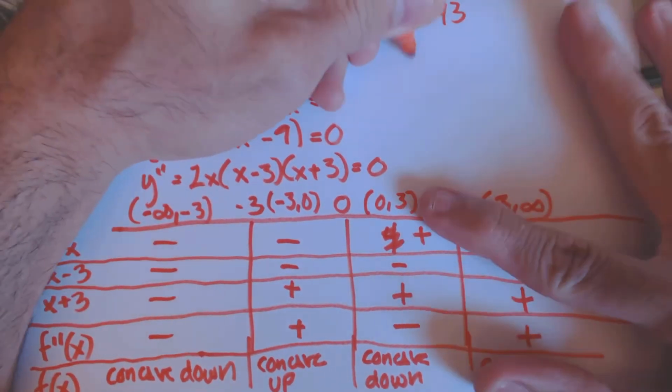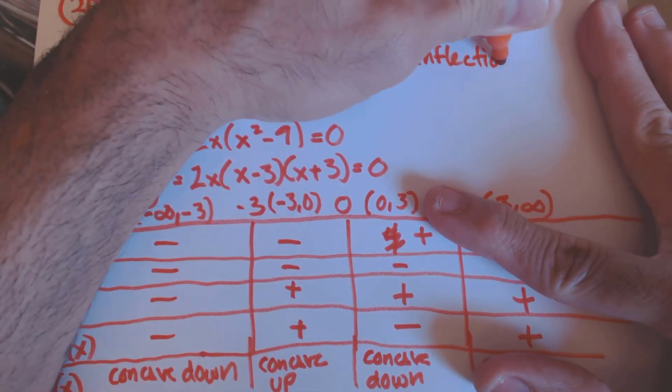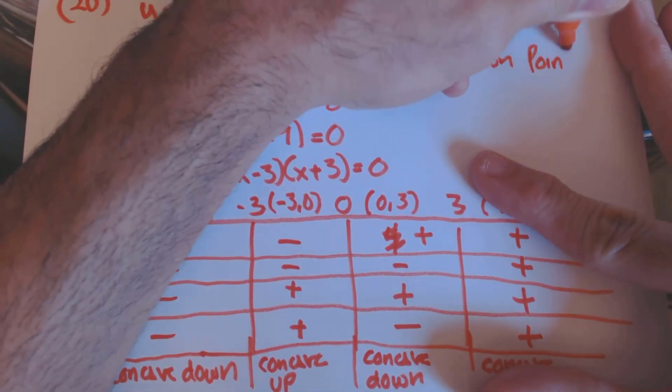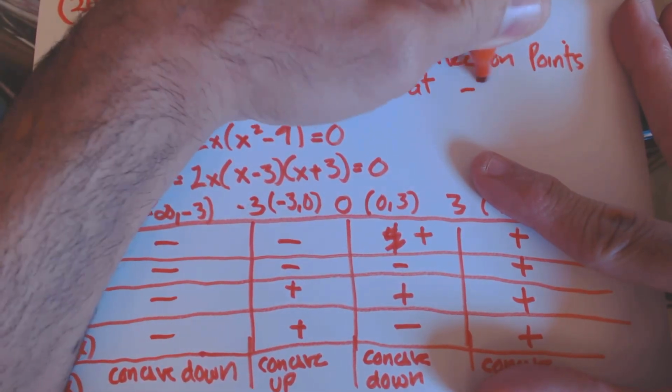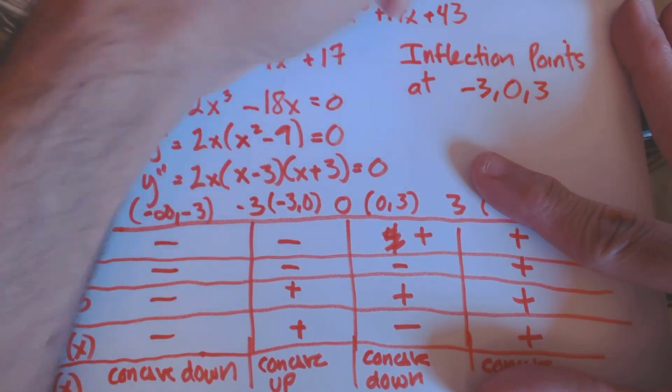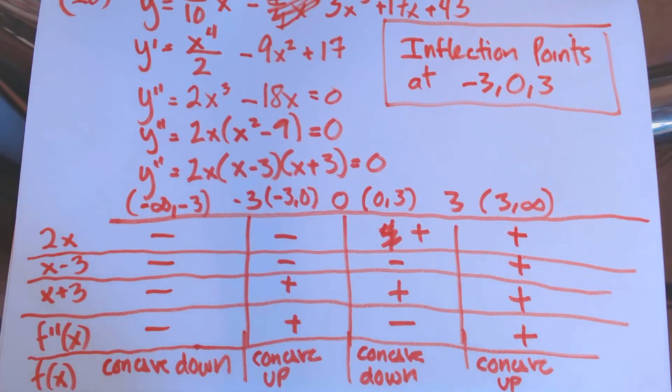So we have inflection points at -3, 0, and 3. And that is it. We are done.